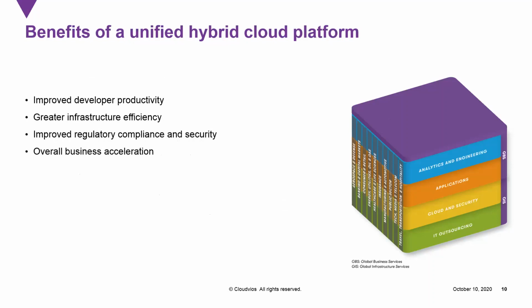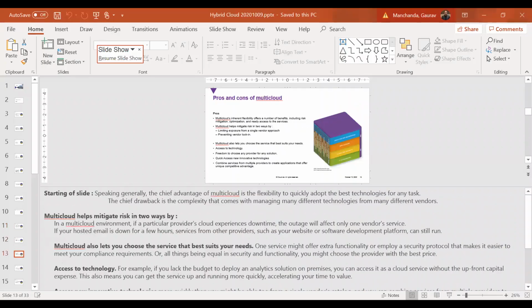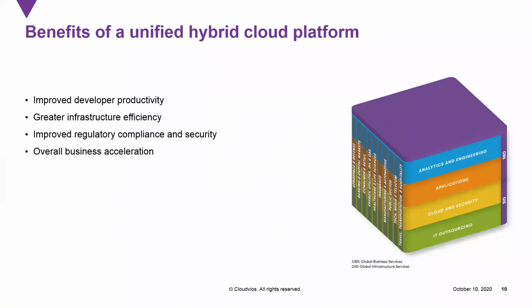So these are the general benefits that you get from a hybrid cloud platform, right? Ranging from, yes, definitely, your developer productivity will improve, right? And so on. It's kind of very general. You have infrastructure efficiency because you are not depending on just one cloud provider, right? And you have this ease of moving from one cloud provider to the other, right?